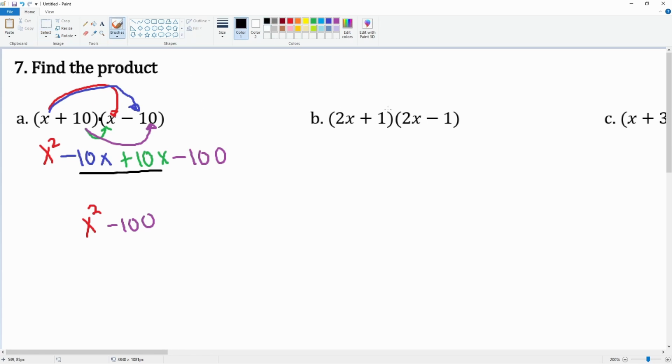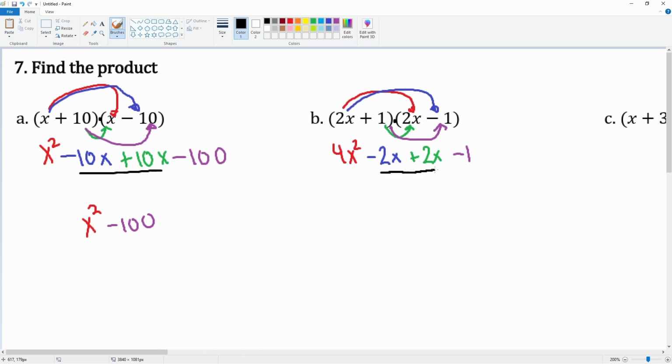This would be the final answer, x squared minus 100. Next, same thing here. The 2x times 2x becomes 4x squared. And then 2x times negative 1 becomes negative 2x. Then you have 1 times 2x becomes 2x. And then 1 times negative 1 becomes negative 1 here.